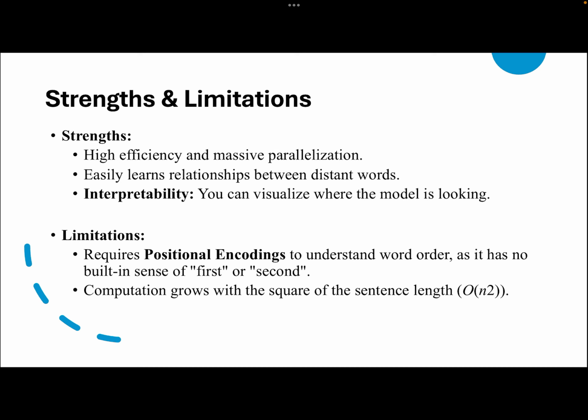However, there are some limitations. The model does not naturally understand word order, like which word comes first and which one comes later. But in natural language, this is very important, right? The order of the words conveys a lot of information. So we use something called positional encoding to solve this problem. Another limitation is that the computation grows quadratically with sequence length. This means longer sequences require much more computation.